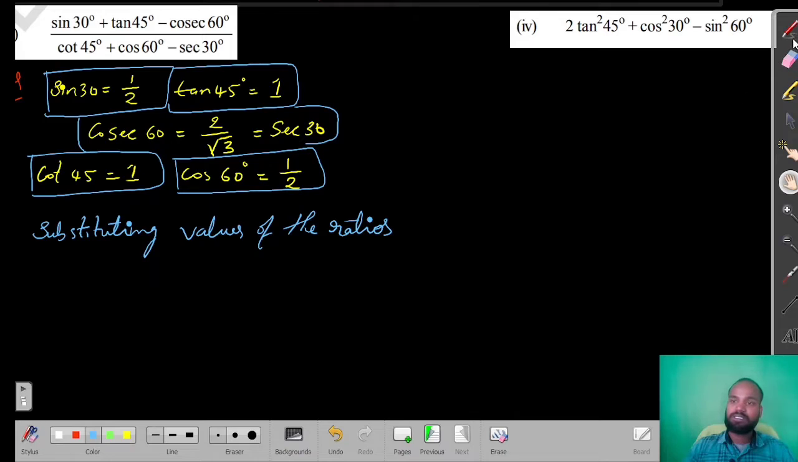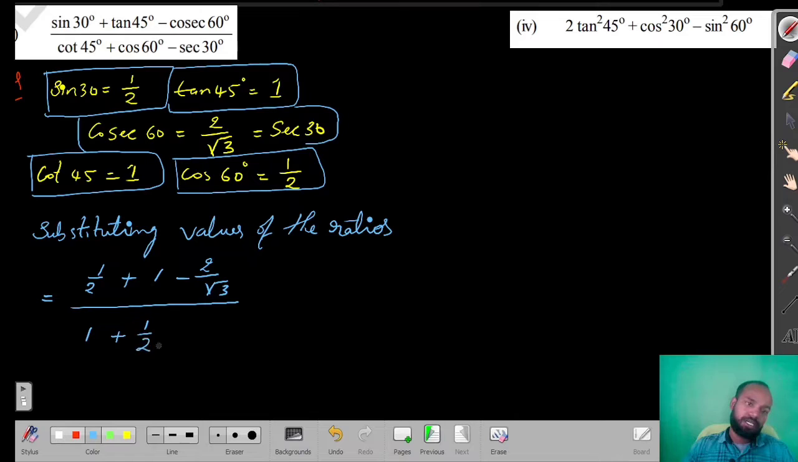Now first, what is asking us is sin 30. What is the value of sin 30? It is 1 by 2. Then tan 45 is 1, minus cosec 60, which is 2 by root 3, divided by cot 45, which is 1, plus cos 60, which is 1 by 2, minus sec 30, which is 2 by root 3.